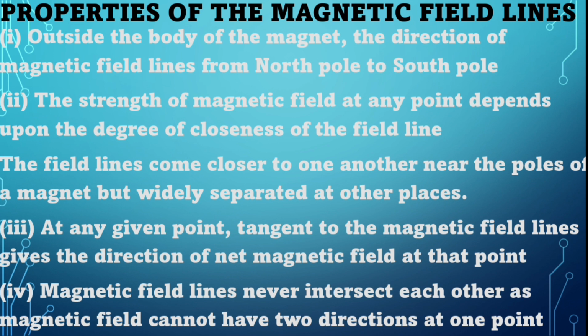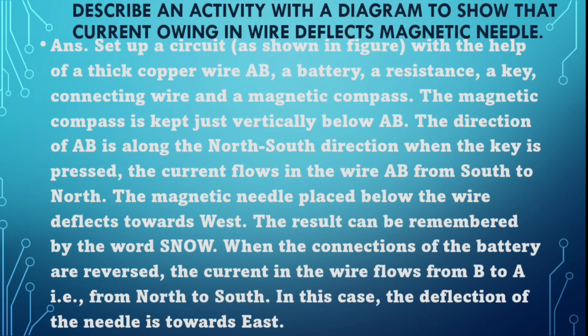Number 4, magnetic field lines never intersect each other, as the magnetic field cannot have two directions at one point.